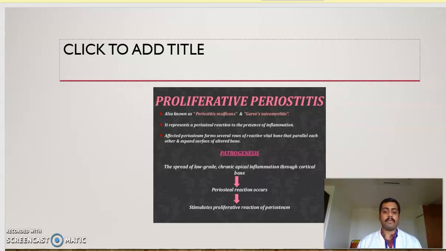Now we look at proliferative periostitis, also known as periostitis ossificans or Garré's osteomyelitis. It represents a periosteal reaction to the presence of inflammation. The affected periosteum forms several rows of reactive vital bone that parallel each other and expand the surface of the altered bone. Pathogenesis: the spread of low-grade chronic apical inflammation through cortical bone. Periosteal reaction occurs and stimulates a proliferative reaction of the periosteum.